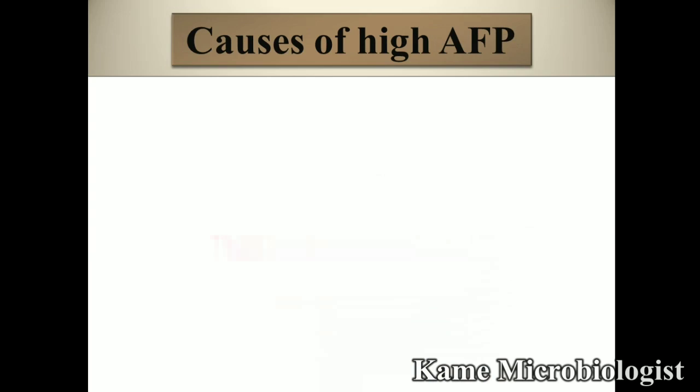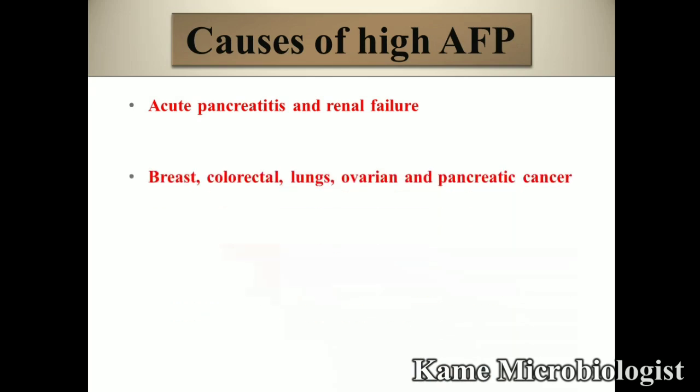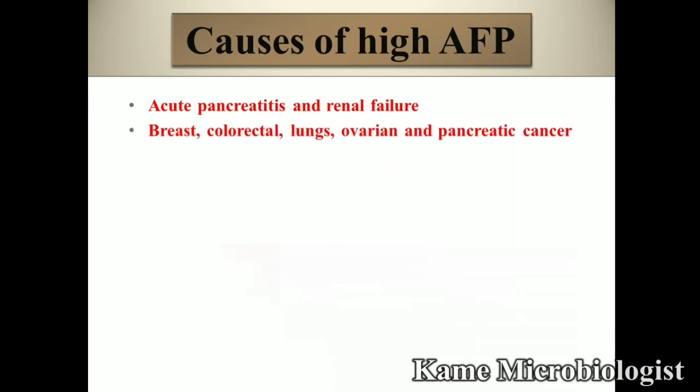Now what are the main causes of high CEA? Again I wrote AFP here, but this is actually CEA. The main causes of high CEA are acute pancreatitis and renal failure. Renal failure means kidney failure. Also in case of breast, colorectal, lung, ovarian and pancreatic cancer.